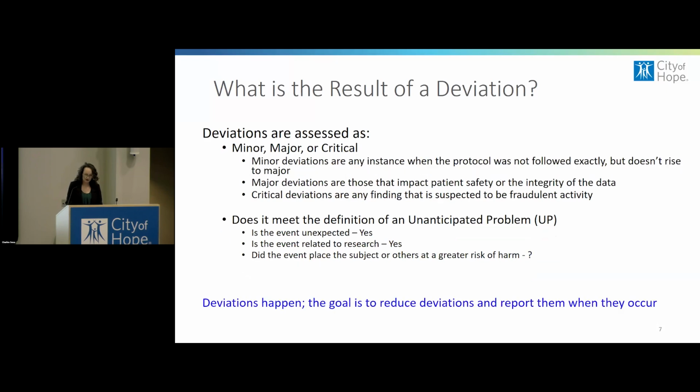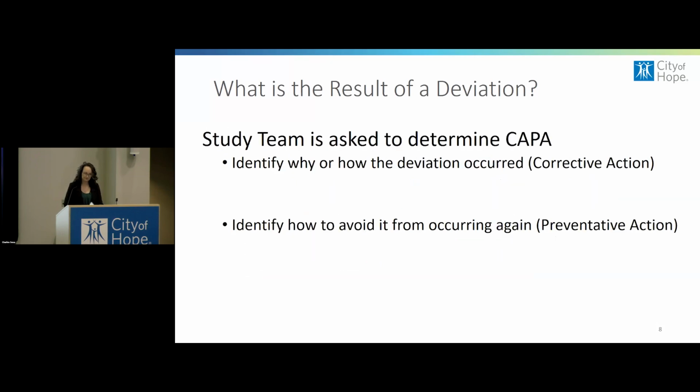So ultimately deviations happen and the goal is to try to mitigate them. And then when they do happen, to report them in the timeframes that are required by your institution. So when a deviation does happen, what do we do?